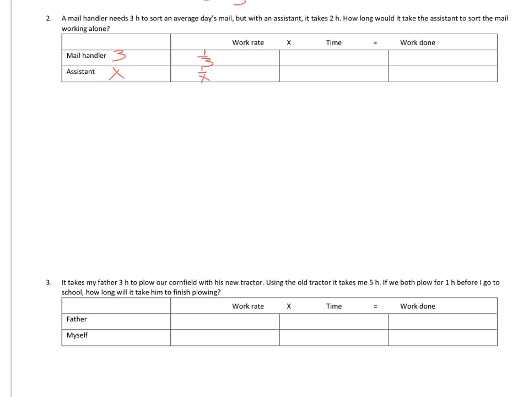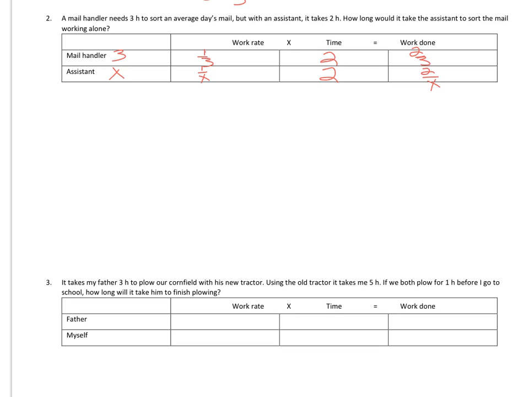Okay, so not talking about just the mail handler or just the assistant anymore. We're talking about when they work together, it takes them 2 hours. So how long does the mail handler work? 2 hours. How long does the assistant work? 2 hours. And then just like before, multiply across. So the mail handler gets 2/3 of the work done in this time. The assistant gets 2 over x amount of the work done in that amount of time.